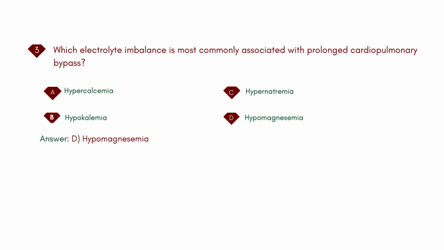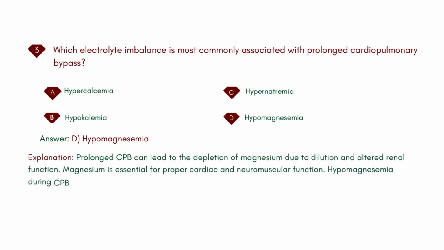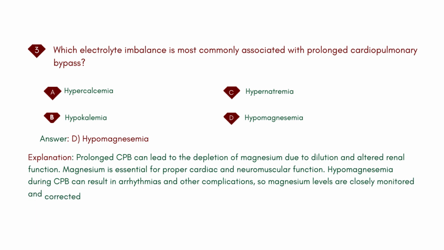Hypomagnesemia. Explanation: prolonged CPB can lead to the depletion of magnesium due to dilution and altered renal function. Magnesium is essential for proper cardiac and neuromuscular function. Hypomagnesemia during CPB can result in arrhythmias and other complications, so magnesium levels are closely monitored and corrected if necessary.